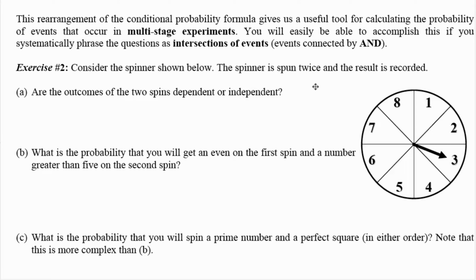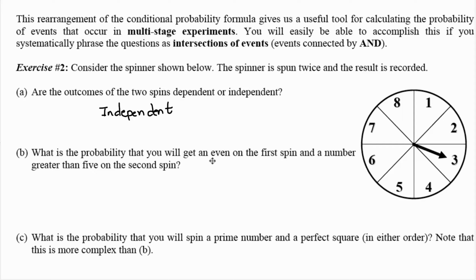So we're going to look at this. Don't mind all this wording up here. We're just going to look at this spinner below. We get to spin it twice, and we get to record what we got each time. Are the outcomes of two spins dependent or independent? Well, we've already realized that they are independent. We talked about that yesterday. One spin will not affect the next spin.